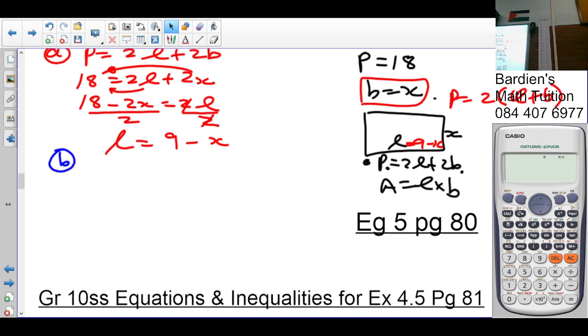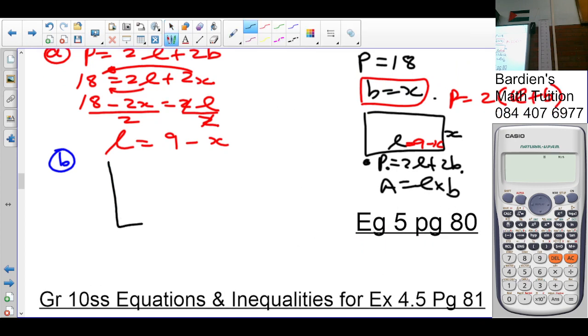So I'm just going to draw again. So what I do is I just draw so that it can make sense. Okay, so the length is increased by 3. It's going to be 9 minus x plus 3, which is 12 minus x.